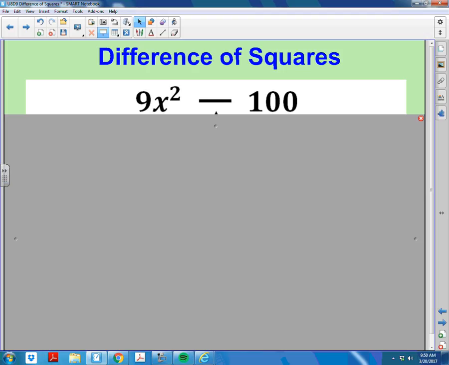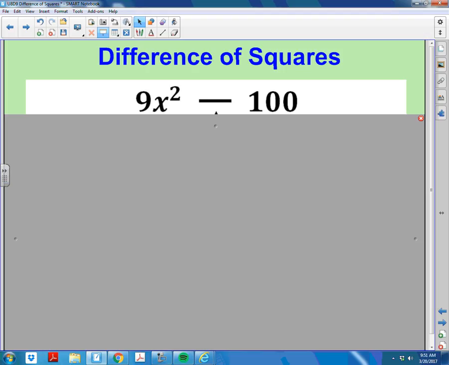What do I mean when I say it's a perfect square, Avery? Yeah, what it basically means is there's some number that, when multiplied times itself, would get you the number. Is 100 a perfect square? It is, because 10 times 10 is 100. Is 9x squared a perfect square? What times itself gets you 9x squared? 3x. 3x times 3x gets you 9x squared.